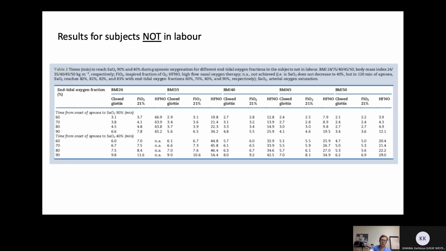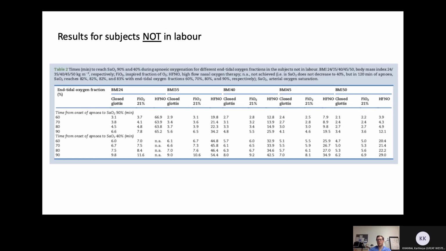So this table is for the subjects not in labour. Interestingly, I think from this you can see that if you've got a low BMI, you can almost go on forever with your high flow nasal oxygen. So even after 120 minutes, they don't get to SATs below 40%. It's 120 minutes, they got to SATs of 84%, and that's been completely apneic. Wow. For someone with a normal BMI with a closed glottis using their model.